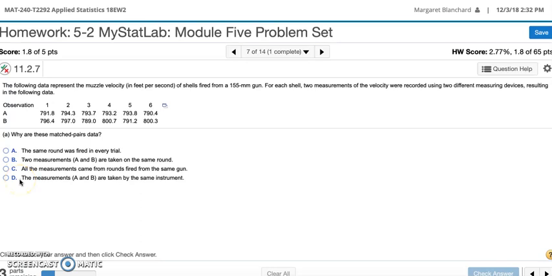And then part D, the measurement A and B are taken by the same instrument. Well, they're not. Remember, we have instrument A and instrument B. So let's go back to part B. 2 measurements, A and B, are taken from the same round. So remember, each round is 1, 2, 3, 4, 5, and 6, and then we're measuring it by instrument A and instrument B to compare those two. So the answer is B.